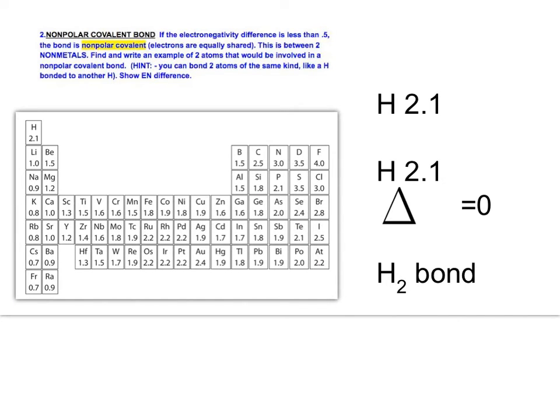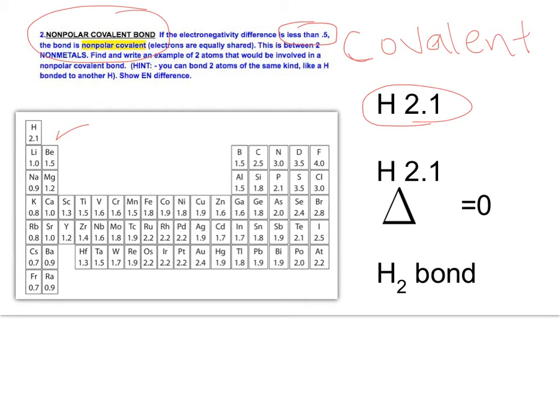Another kind of bond between two different atoms is called a nonpolar covalent bond. If it is a covalent bond, then we have sharing of electrons, not stealing of electrons. And the rules are if the electronegativity is less than 0.5. So, for example, if I were to have a hydrogen, which has an electronegativity of 2.1, and I have another hydrogen, which has an electronegativity of 2.1, if I take the difference, that is 0. And so the bond between those two hydrogens is a nonpolar covalent bond, and the electrons are perfectly shared.